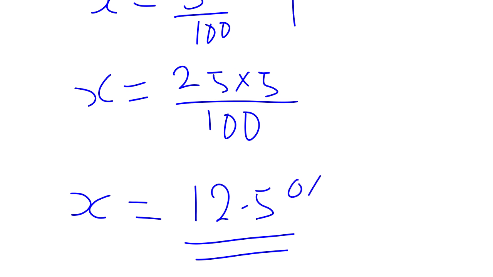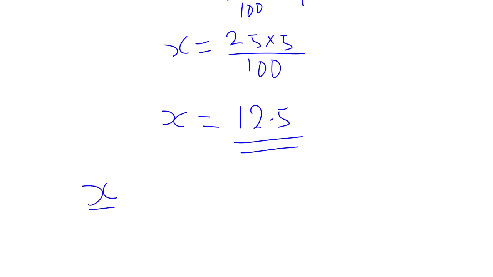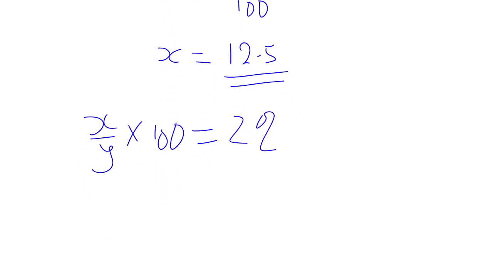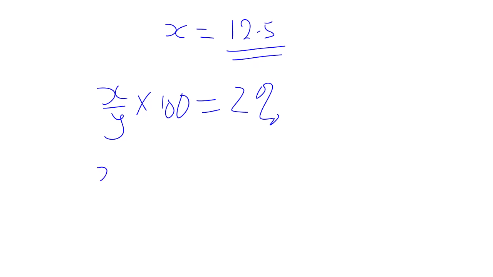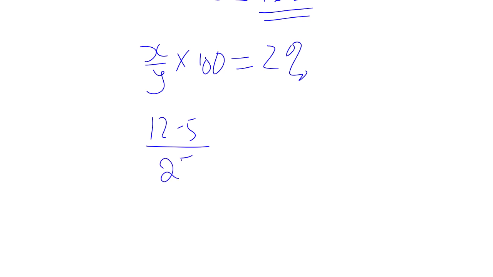But remember, this is not percentage, because this is the actual value of x. If you want to confirm, you just use this formula: x over y multiplied by 100 is equal to z%. Just stop there. Then you input the value. Let's say z%, just finish it. You have your x. Now use the value of x you have gotten here. Then you have 12.5 divided by y, which is 25, then multiply by 100.